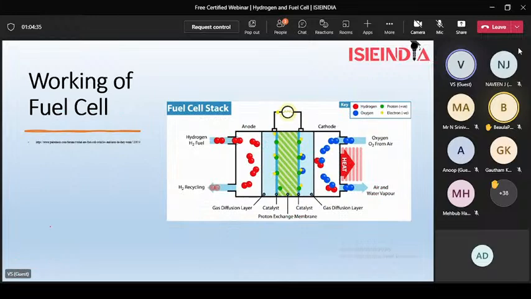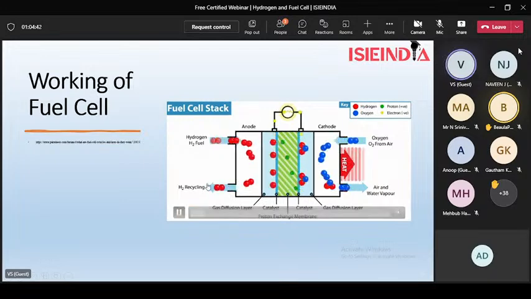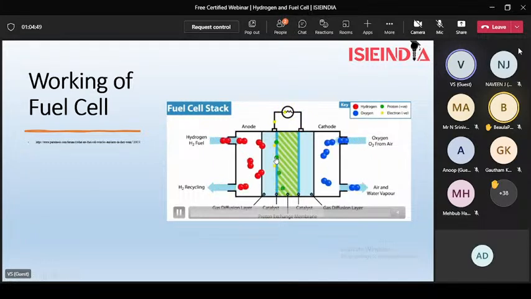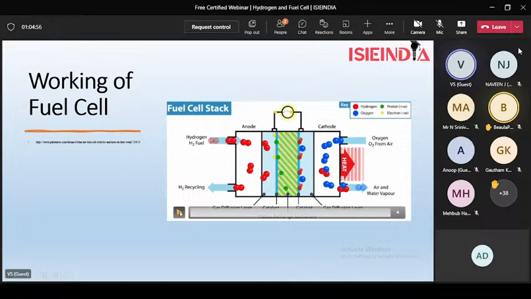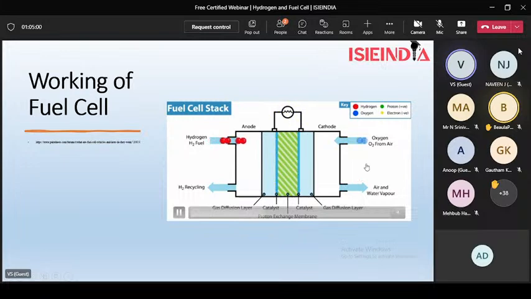Now coming to the working, here's a graph in which we can see the working. Here we can see the anode. Hydrogen comes to the anode and then is split into electron and proton. The proton passes through the electrolyte and the electrons pass through the external circuit, like we can see here, and we can see the water vapor. Water is the output along with the heat. So this is the simple working of a fuel cell.